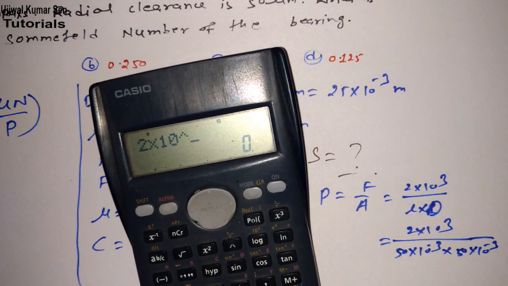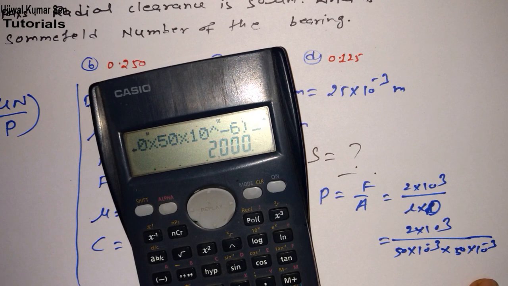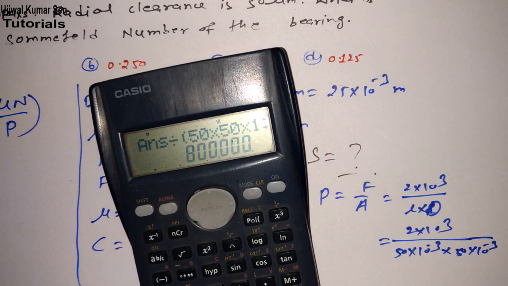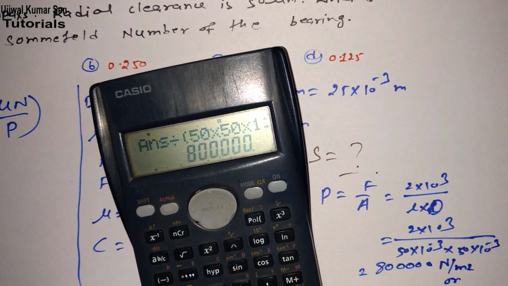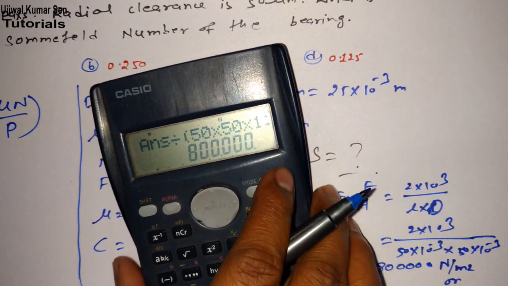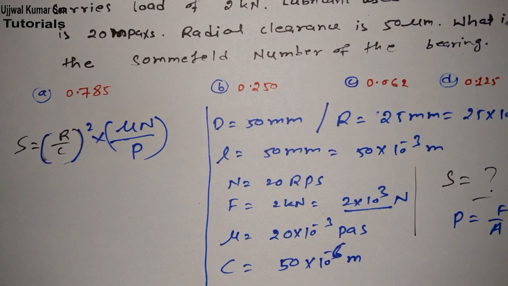So 2 multiple 10 to the power 3 division 50 multiple 50 multiple 10 to the power minus 6, because 10 to the power minus 3 is there, and another 10 to the power minus 3 is also there. So we'll do like this. So what we got basically here is 8 lakh Pascal, Newton per meter square or Pascal. What we got? Pressure. This bearing pressure is 8 lakh Pascal. Right? From the data they have given, from this data only you can find out the bearing pressure. Now what we will do, we'll just put values according to the question they have given.